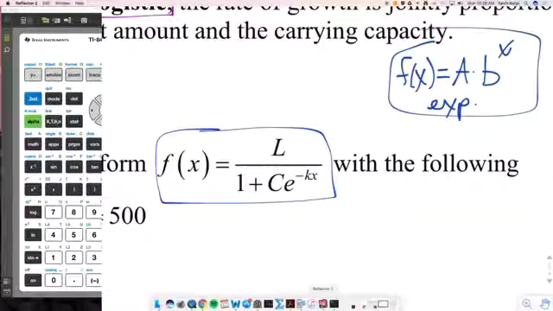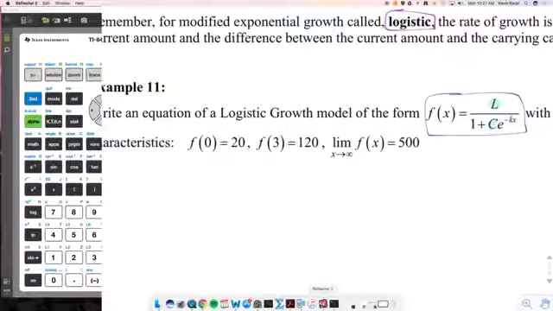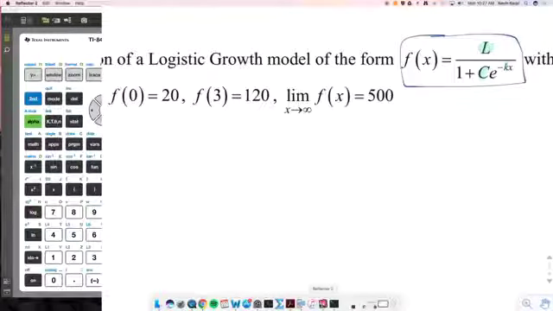So there are only two unknowns to find for the exponential: a, the y-intercept, the initial amount, and the base b. For logistic, we actually need three things. We need L, we need C, and we need k. So here's the format. Notice it's L over 1 plus C, and C right here is not necessarily your y-intercept, times e to the negative kx power. All right, so I should have three pieces of information if there's three unknowns, and there they are. f of 0 is 20, f of 3 is 120, and the limit as x goes to infinity is 500.